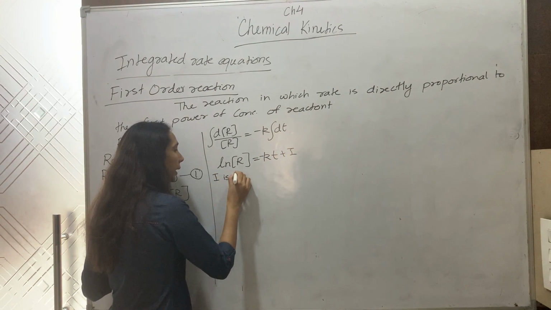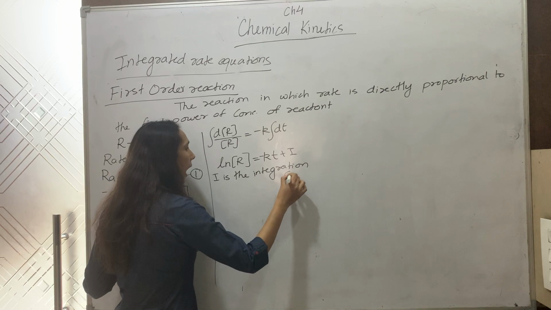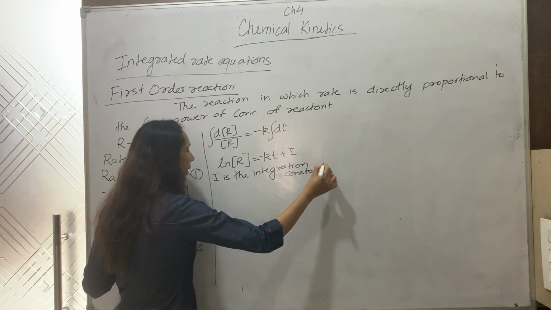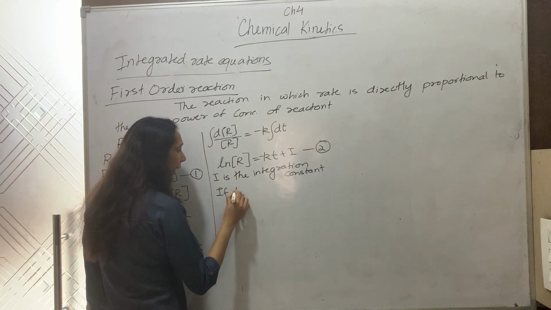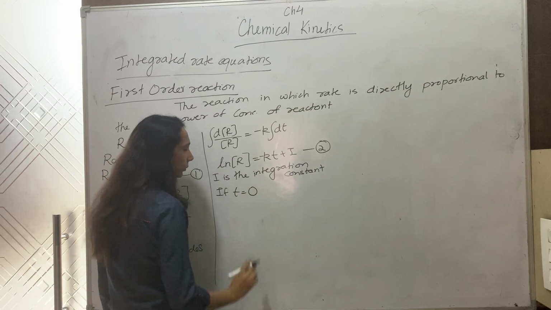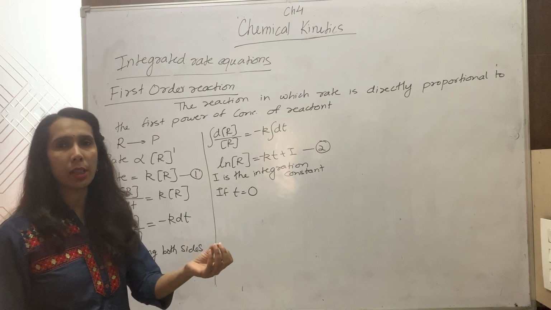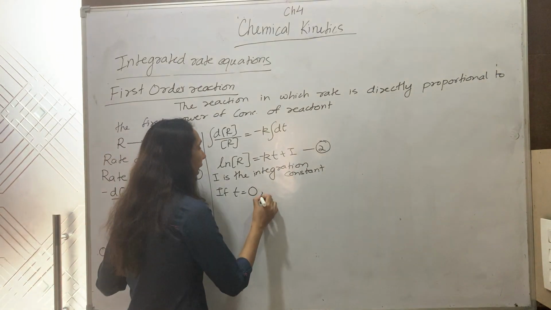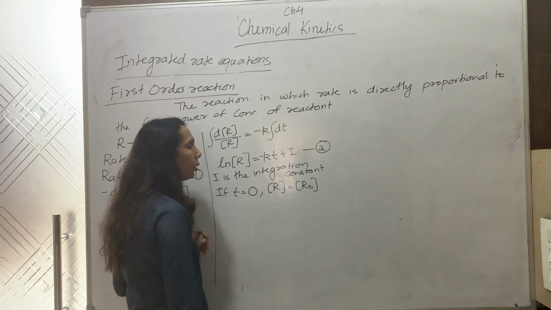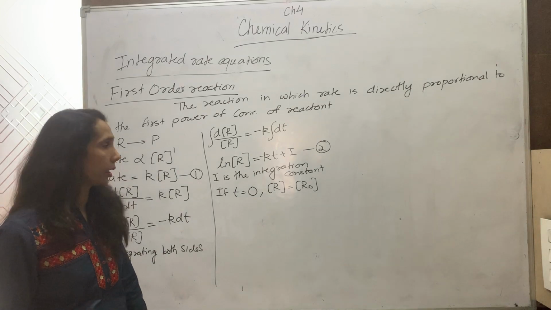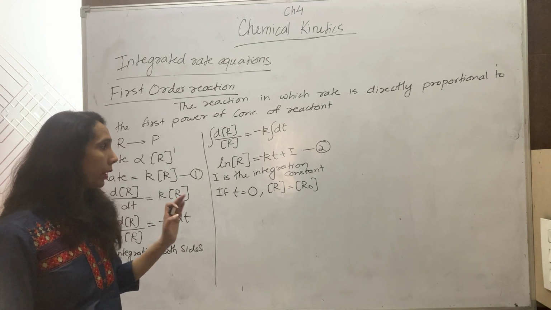I is the integration constant. Earlier also we have done it. Now, if t is equal to 0, that means when we have just put the reactant in the test tube, the initial time t is equal to 0, then [R] will be equal to [R]0. That is the initial concentration of the reactant.